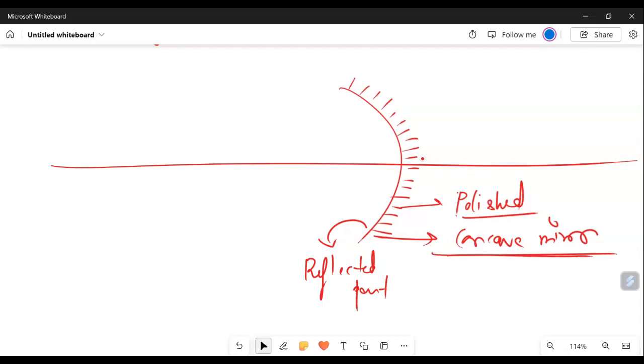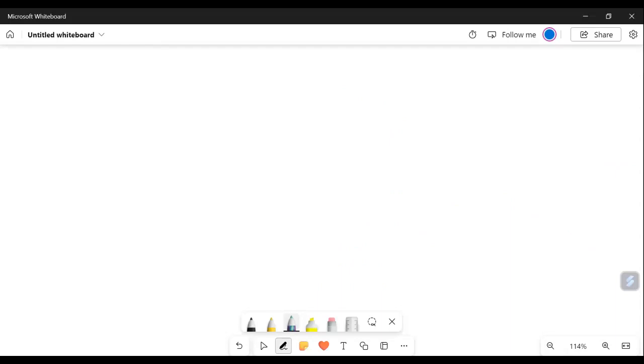So how can we remember? If you enter the cave, you can see, like you are entering the cave. Concave. Cave. Now about the concave mirror and the rules for making a ray diagram by a concave mirror.